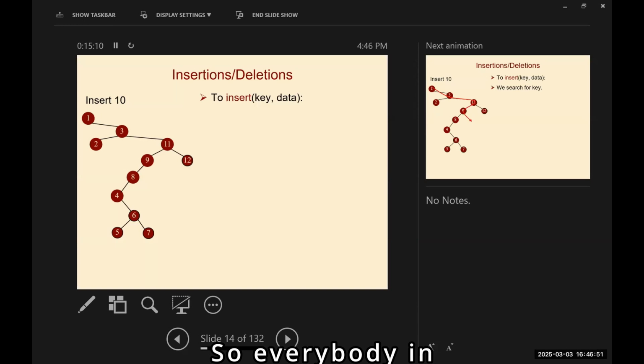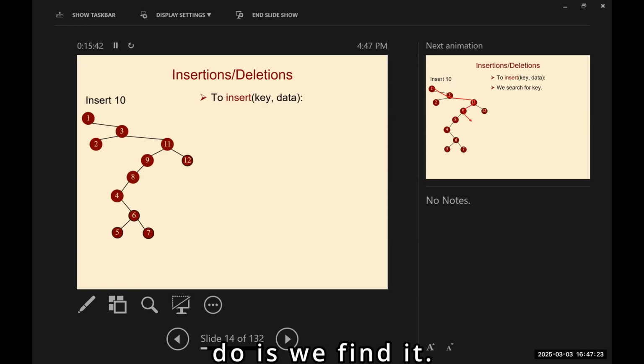So everybody, in your own mind, search for 10. And when do you discover it's not there? Right? Everybody see where 10 goes? We're at 1. 10 is bigger. 10's bigger than 3. 10 is smaller than 11. 10 is bigger than 9. Oops, it needs to go there, right?